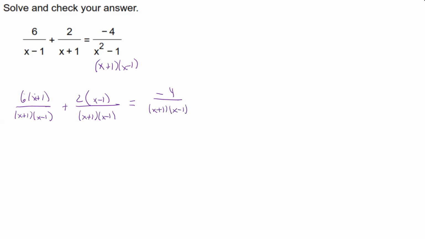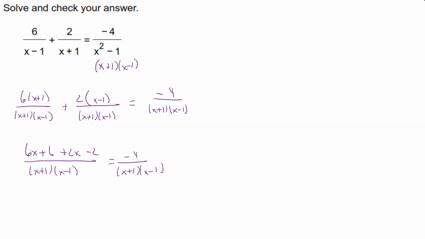Okay, so now we have to simplify our two rational expressions on the left, set that equal to the negative 4 on the right, and then we should be good to go. So that's going to give us what? 6x plus 6. Then we have plus 2x minus 2. That's all over x plus 1, x minus 1. And that's equal to negative 4 over x plus 1, x minus 1.